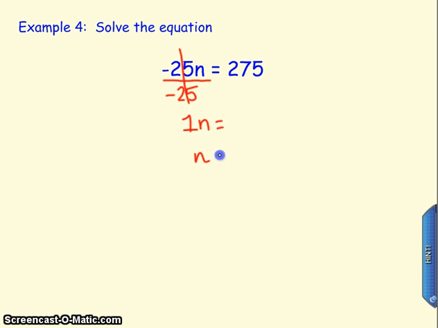Now I'm dropping my equal sign down, and we know that to balance this, if we're going to divide by negative 25 there, we also need to divide by negative 25 here. So I happen to know that when you divide 275 by negative 25, you get negative 11. So your answer for this problem would be n equals negative 11.